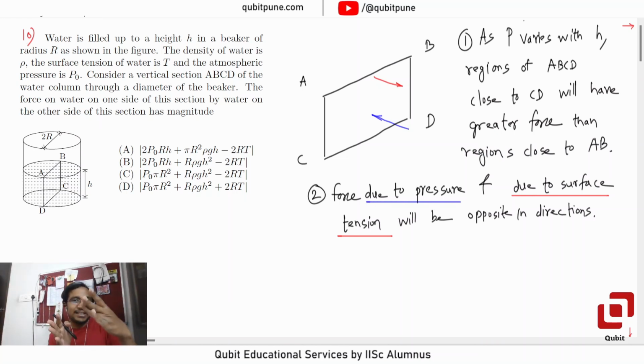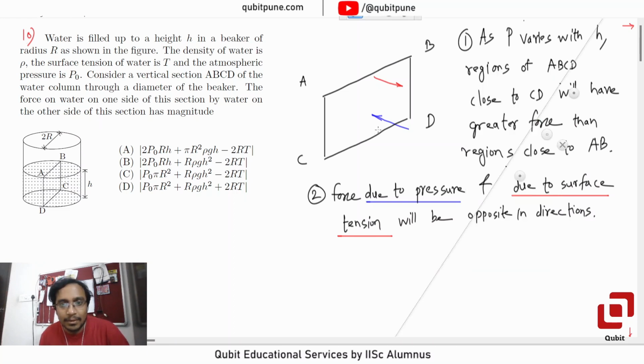Well, actually the pressure is preventing the motion of the fluid through ABCD, right? And hence you understood why it is in the direction opposite to surface tension, because surface tension tries to pull it. Now, how do we start integrating? The force due to surface tension is constant, but the force due to pressure varies. So we'll consider horizontal strips.